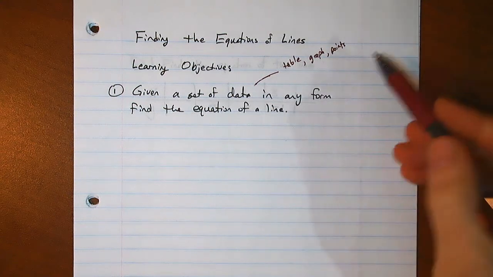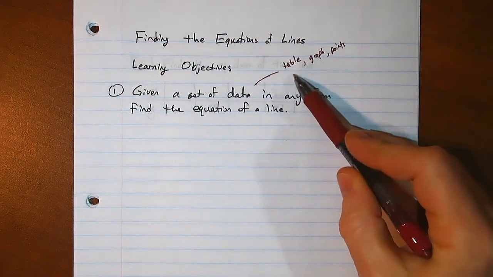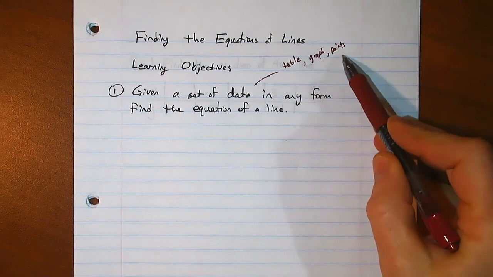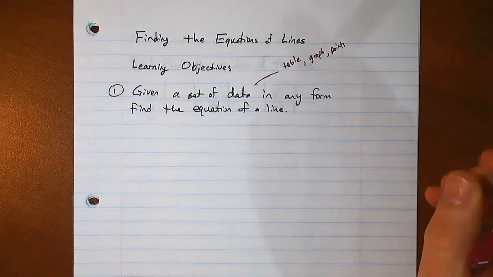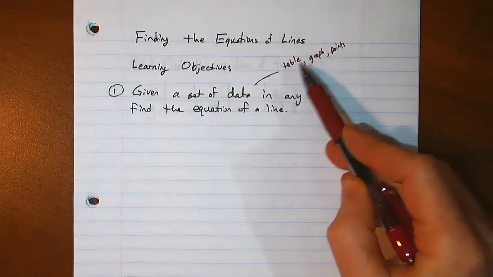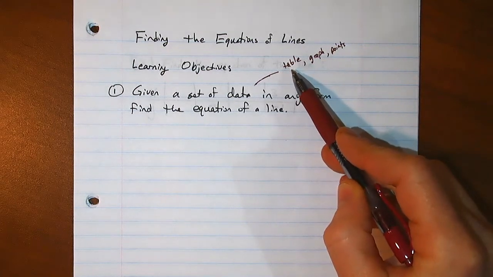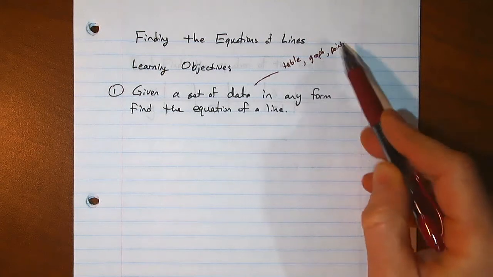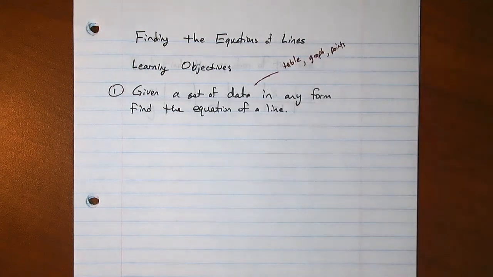And so my plan is to take a look at three examples, one where we use a table, one where we use a graph, and one where we use points. But you'll see as I go through those examples that really it doesn't matter which one they give you, because you can always flip back and forth and adjust and do what you need to do.